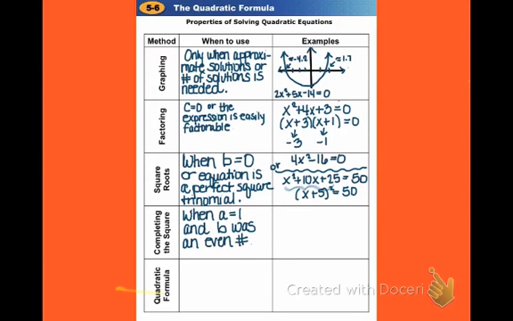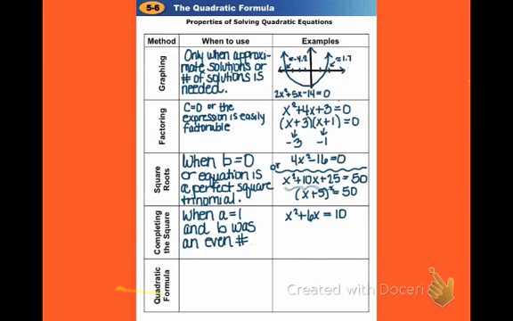When a was equal to 1, so in other words your leading term was just x squared, and b was an even number. Because remember, with completing the square, if you wanted to create a perfect square trinomial, you had to take half of the b and square it. So if b wasn't an even number, it made it difficult, because then you're squaring a number that is not an integer. And here's an example of where we might have used the completing the square method.